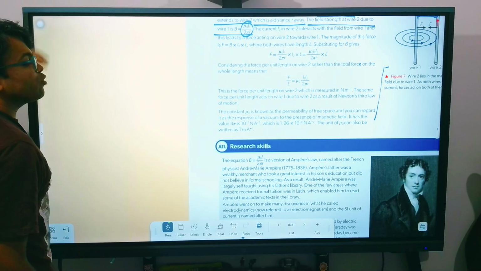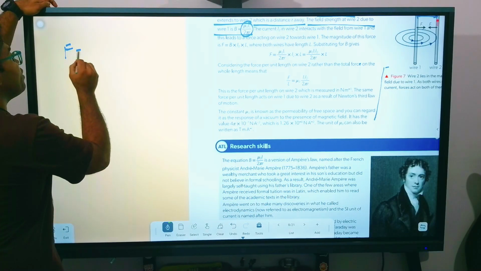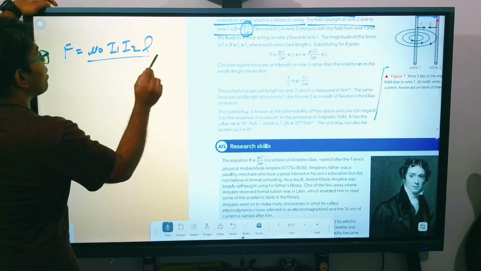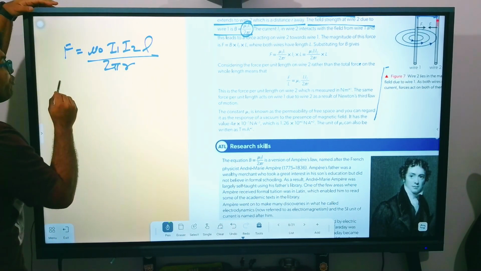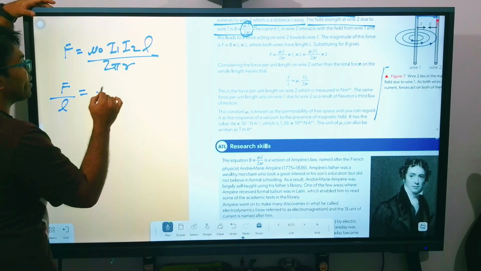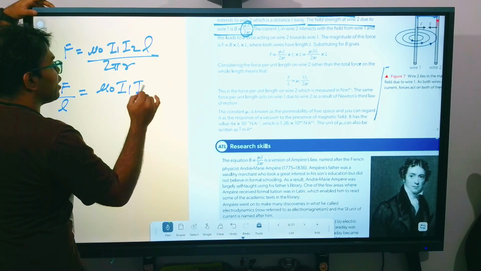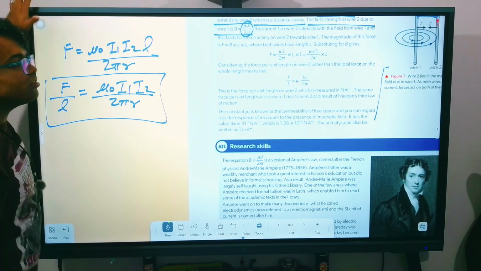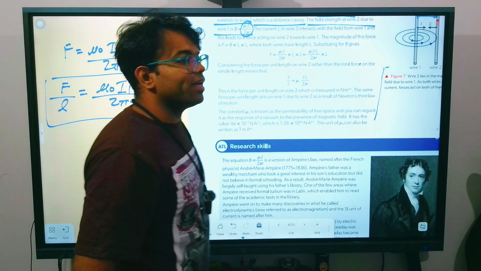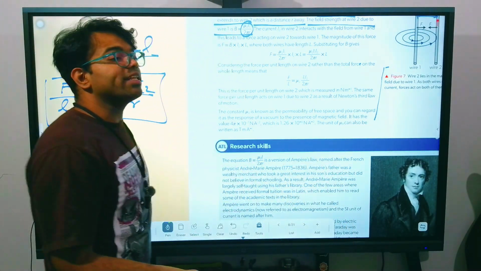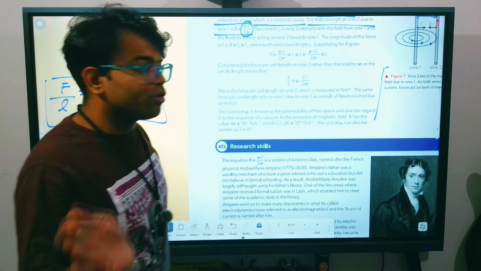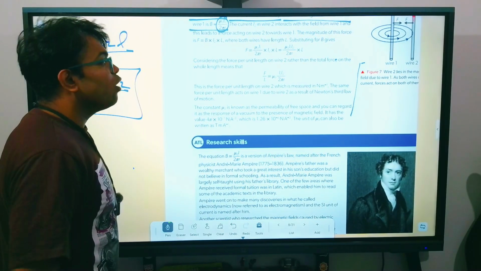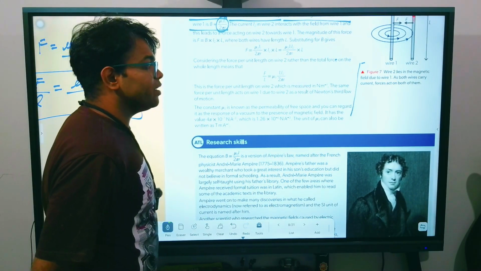Okay, what is force per unit length? We know that F is equal to mu naught I1 I2 L upon 2 pi r. Therefore, force per unit length will become mu naught I1 I2 upon 2 pi r. This is known as the force per unit length experienced by a wire due to the other wire, wire 1 due to wire 2 or wire 2 due to wire 1. This is measured in newtons per meter.